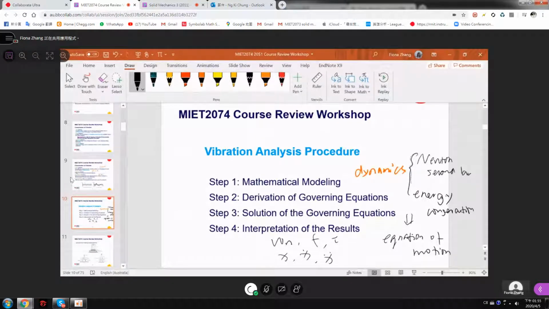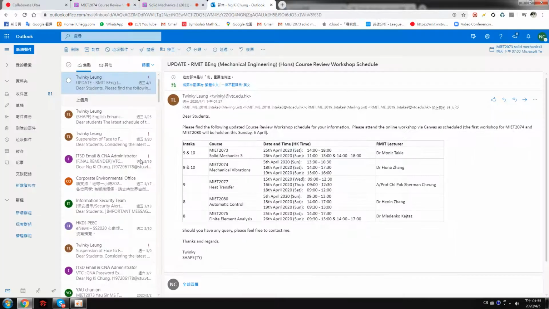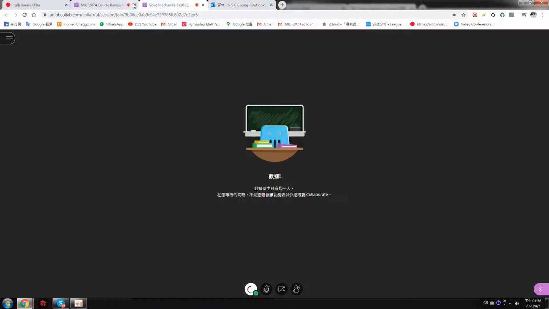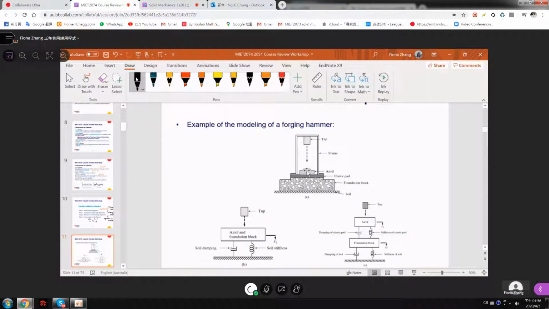Right, so here we take a look at some examples for the modeling. So this is an example modeling of a forging hammer. This is the block to which the hammer will forge on. You have an elastic pad, and you have a foundation block, which is like the floor or ground, the soil. Okay.